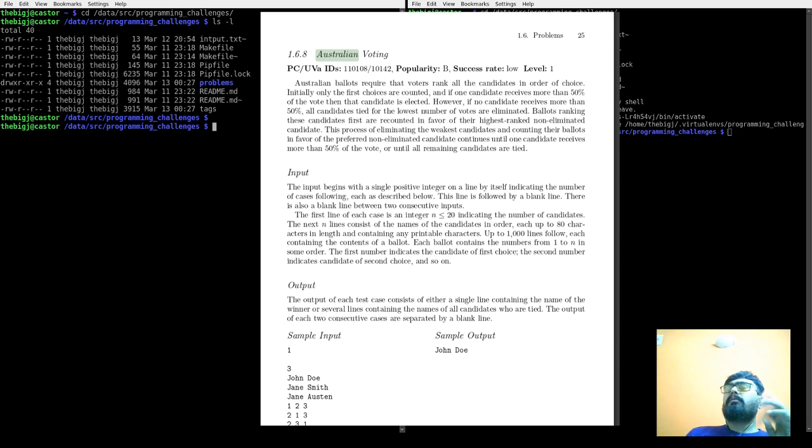Then I will accept a number of them. Then I will accept the names of them, 3 candidates. Store it. Okay. And the length will be some 80 characters. Now up to 1000 lines follow, each containing the contents of a ballot.